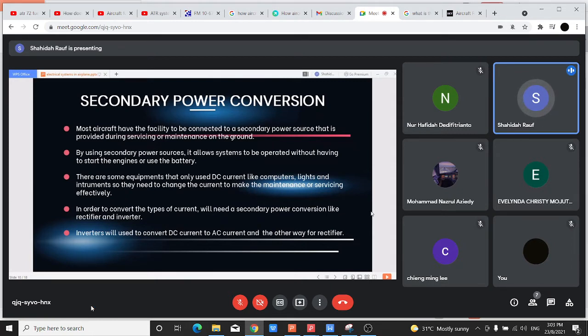Using secondary power sources allows systems to be operated without having to start the engines or use the battery. There are some pieces of equipment that only use DC current, like computers, lights, and instruments, so the current needs to be changed to make maintenance or servicing effective. In order to convert the types of current, we will need secondary power conversion equipment like a rectifier and an inverter. Inverters are used to convert DC current to AC current, and the other way around for a rectifier.